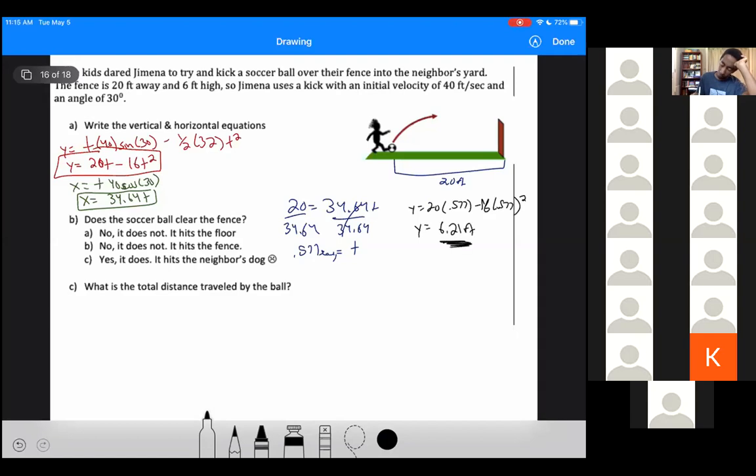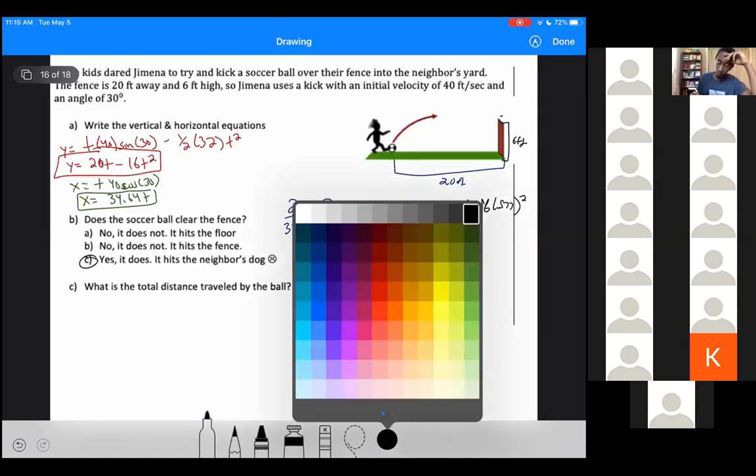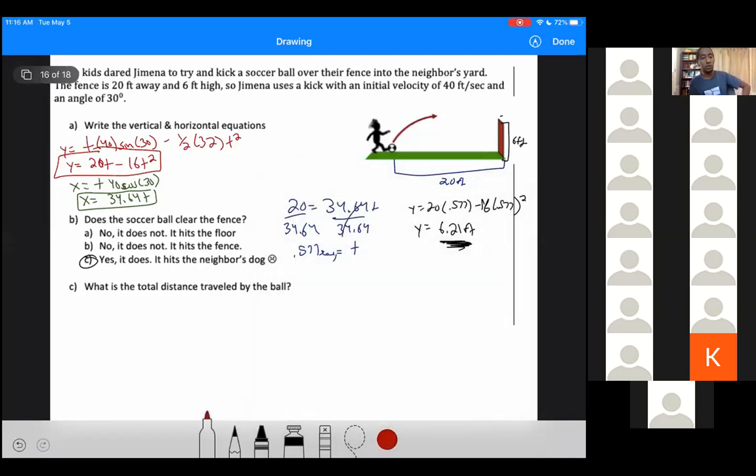Okay. So what does that mean? So the ball went over, so C. Yes. Okay, good. Because the height of the wall, or the fence, is 6 feet, right? So it's slightly over. Good. Cool. All right, great. C. Any questions on that? Or did anybody get anything different and not sure why?